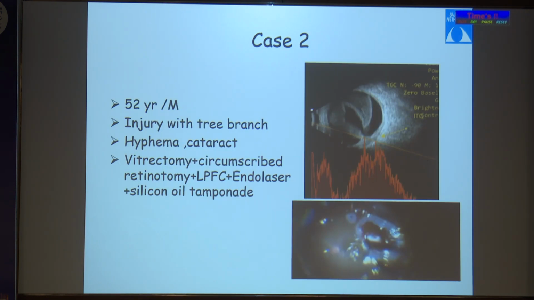So now coming to case 2, it's a 52-year-old male, injured with a tree branch, who came with hyphema and cataract. On the ultrasound, you are seeing the vitreous, the retina, and the choroid incarcerated. This is what you should understand when you have an incarceration of these tissues. What we do is we try to island. I told you to island, and the retinotomy has to be close because it is very close to the fovea. So we have to island it here in order to attach the retina. That's what we have done.